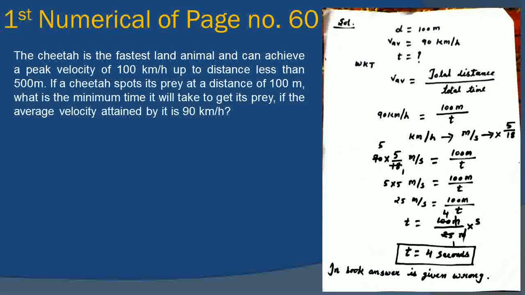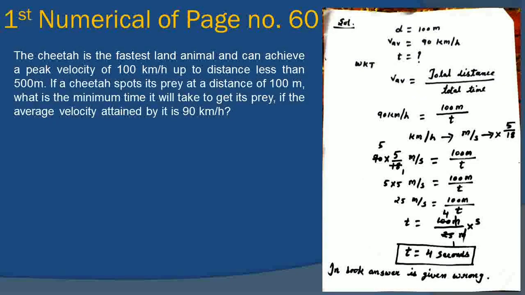That means, clear? So the concept should be clear, especially in the numericals. Okay, so here first you have to write all the values which are given in the question. Suppose first some information was given, like it is the fastest animal and can achieve a peak velocity of 100 km per hour. That means don't think that it is the value which is required in the solution. It is the information only.